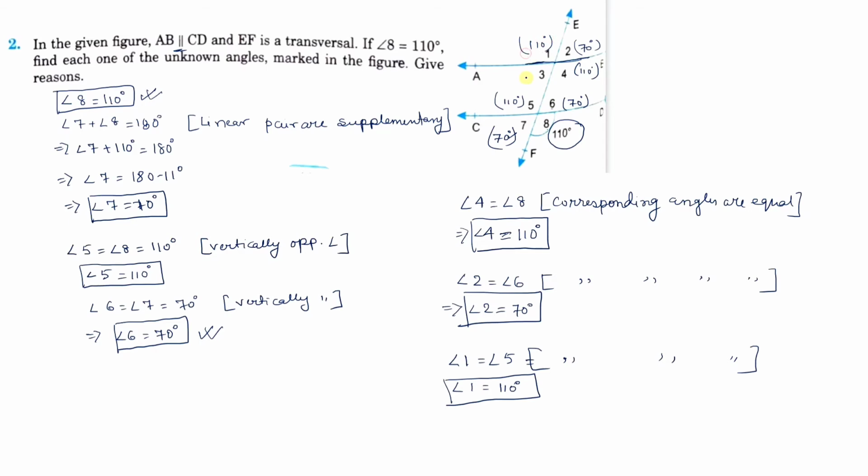Next, the last one is angle 3. So angle 3 will be equal to what? Angle 3 will be equal to angle 7 because angle 3 is below this line and angle 7 is also below this line. So this will be equal to 70 degree and the reason will be same. Okay, moving to next number.